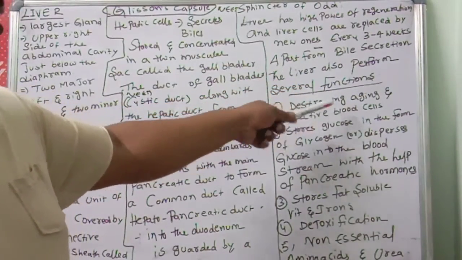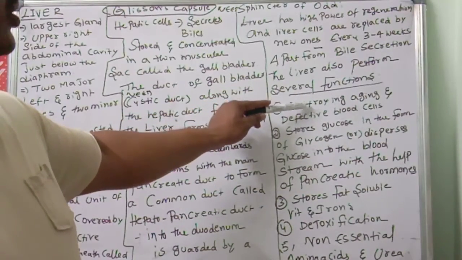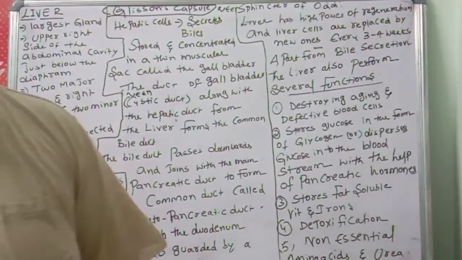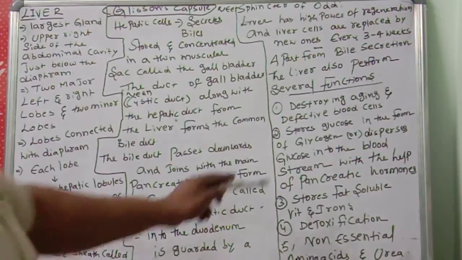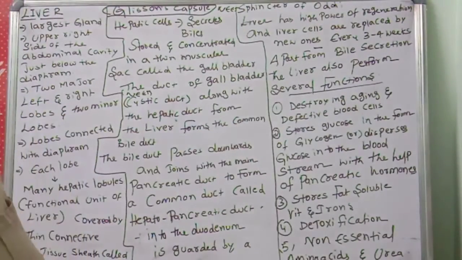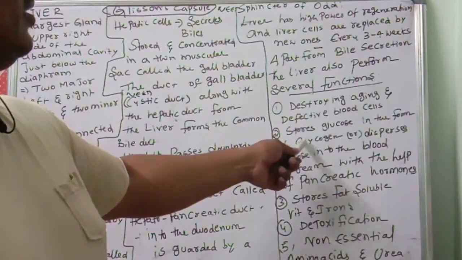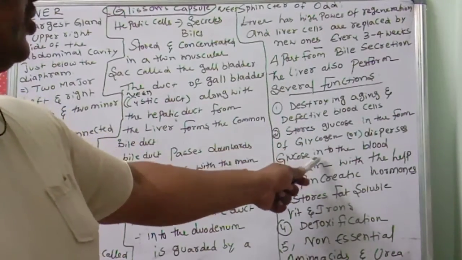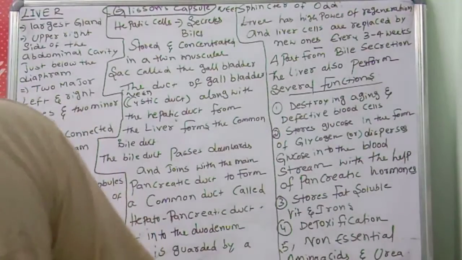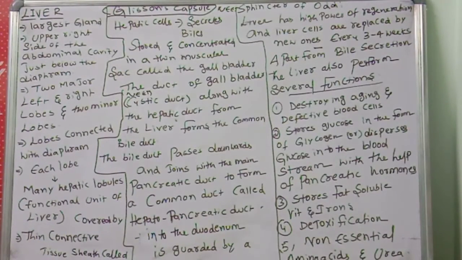What are the several functions? The liver is helpful for destroying aging and defective blood cells, and it stores the glucose in the form of glycogen and disperses glucose into the bloodstream with the help of pancreatic hormone.